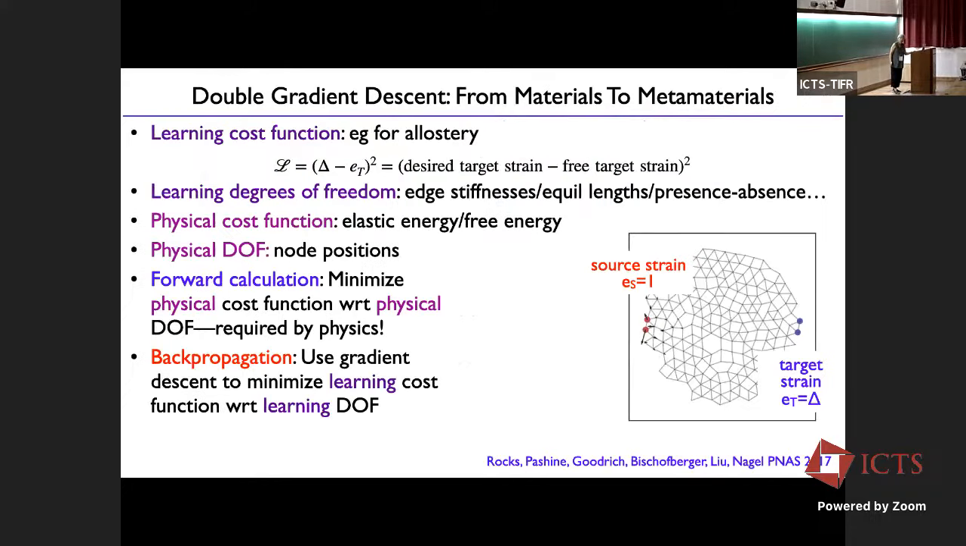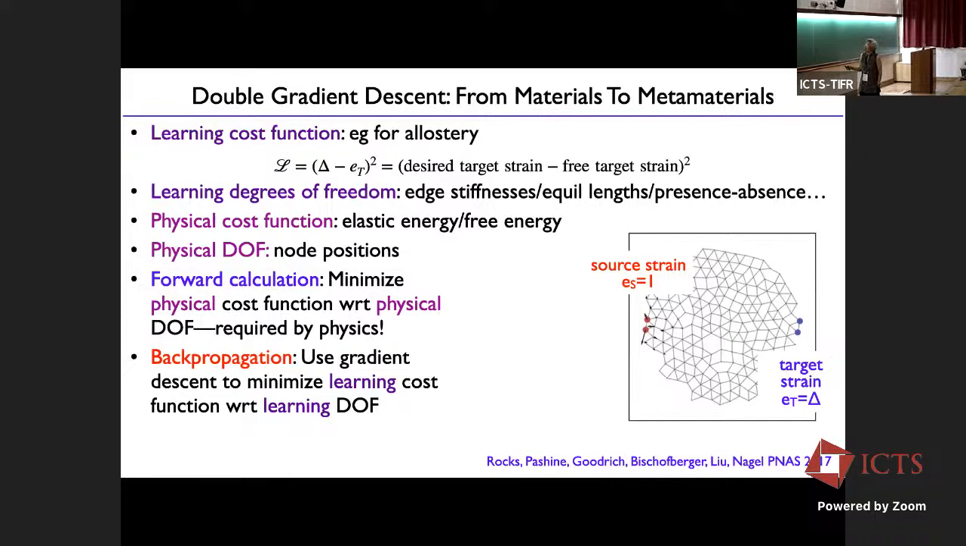And as I talked about yesterday, right, the key to solving these problems in a physical system is that you construct a learning cost function, which compares what I'm going to call the free target strain. In other words, if I apply the source and then I let the target be what it wants to be, okay, it's free. And then compare that to the desired target strain, which I'm going to call delta. And again, we don't know which is bigger, we square it, okay? And we minimize that with respect to the learning degrees of freedom, which in the case of a mechanical network could be the spring stiffnesses. In the case of an electrical network could be the resistances, okay, or the conductances on the edges.